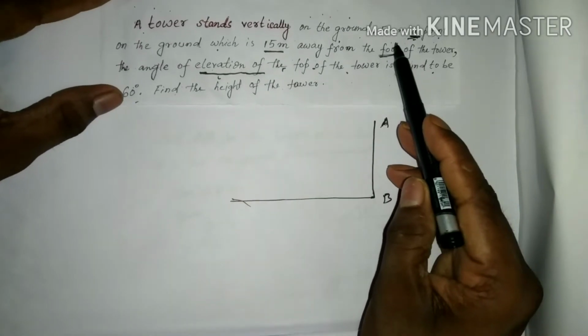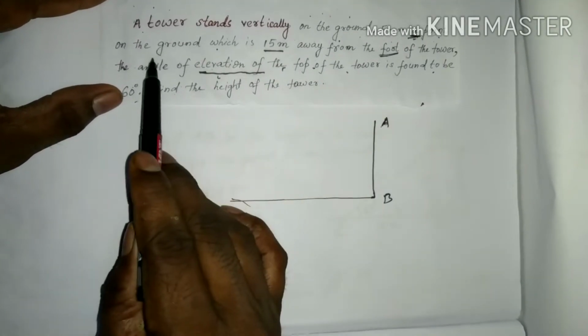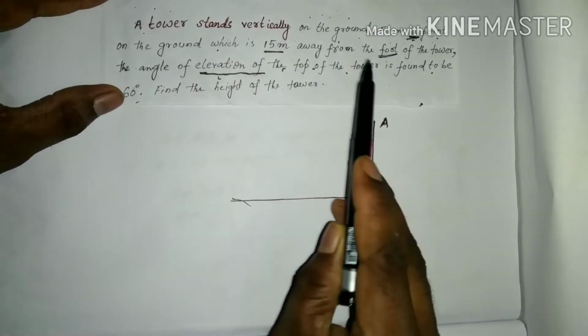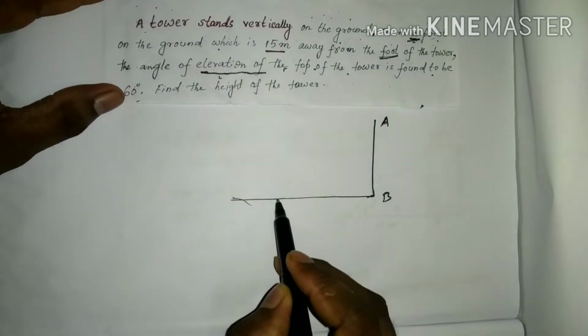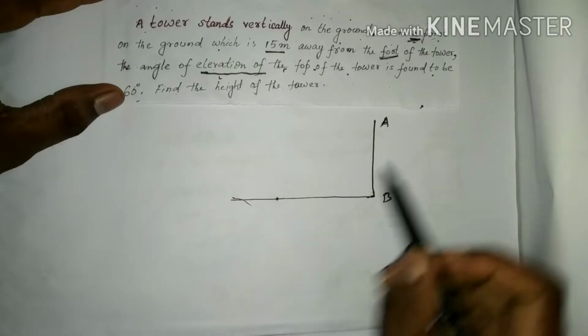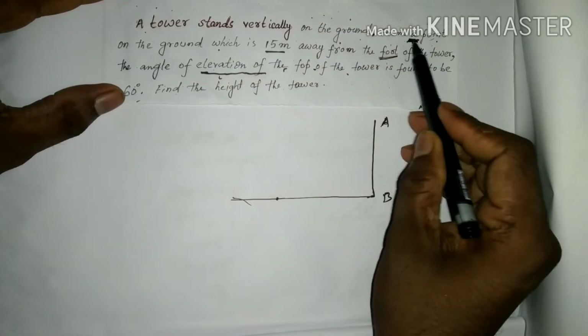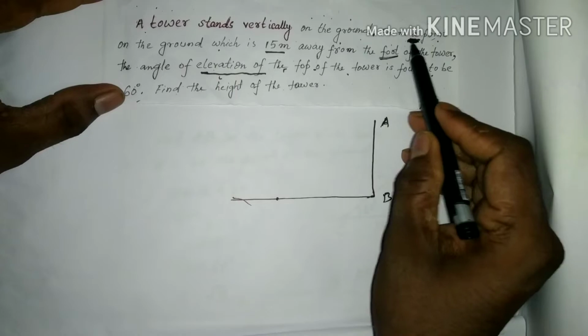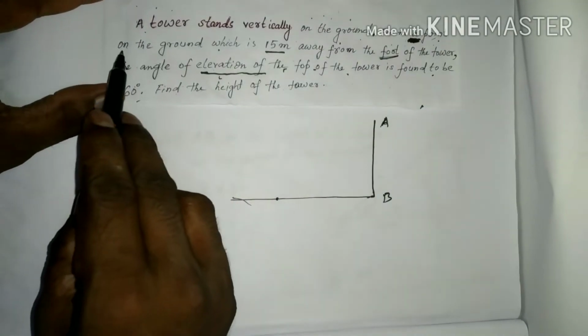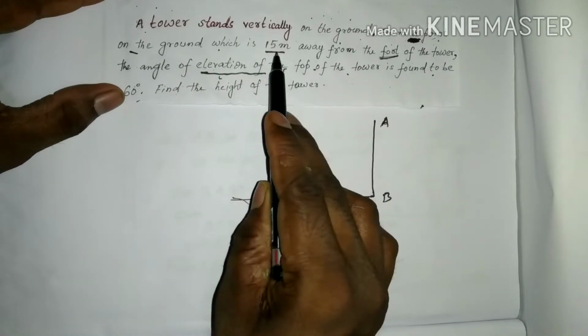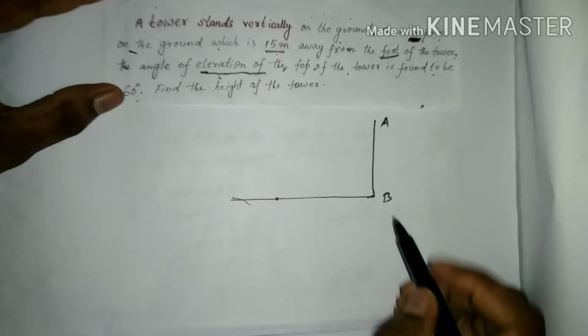What is the question? From a point on the ground which is 15 meter away from the foot of the tower. Suppose this is the ground. Here there are some points. I am just looking for this point. Where is this point? Suppose this is the point here. But what does it say? On the ground which is 15 meter away from the foot of the tower.